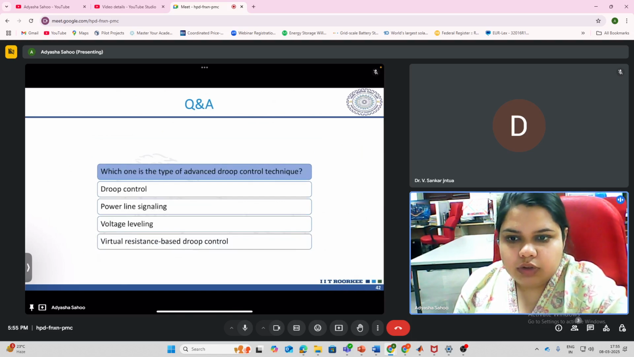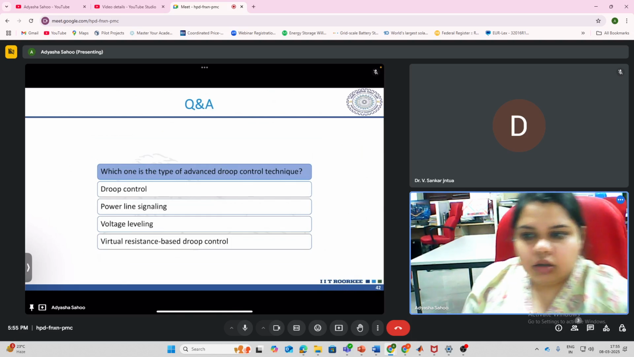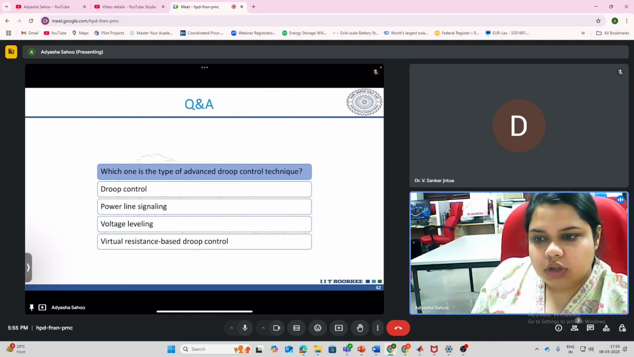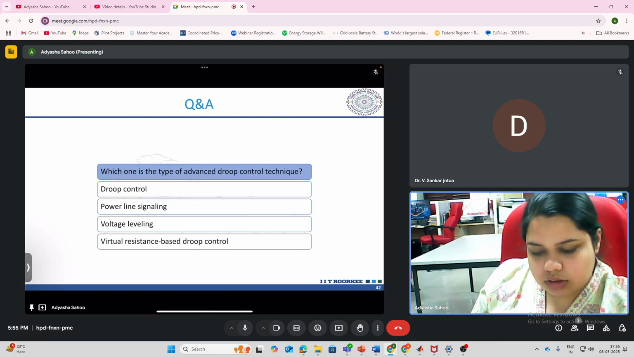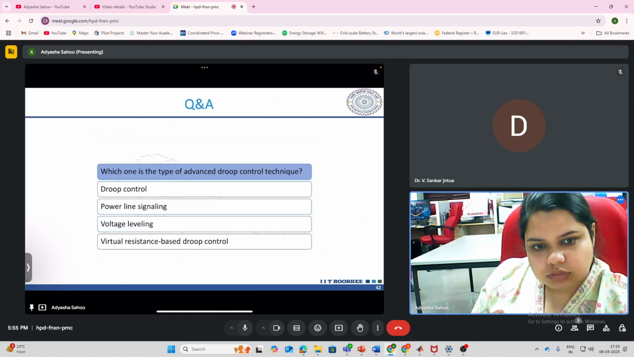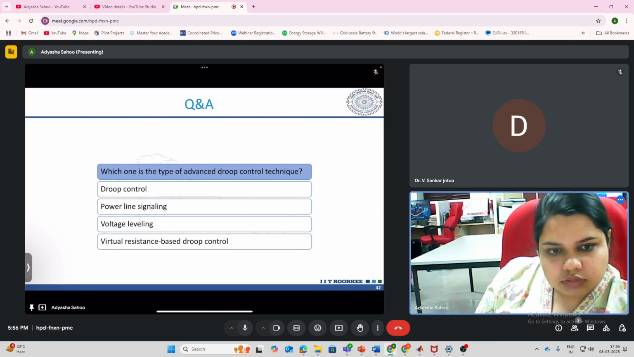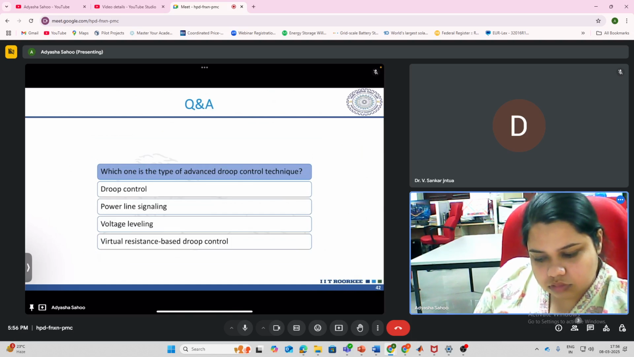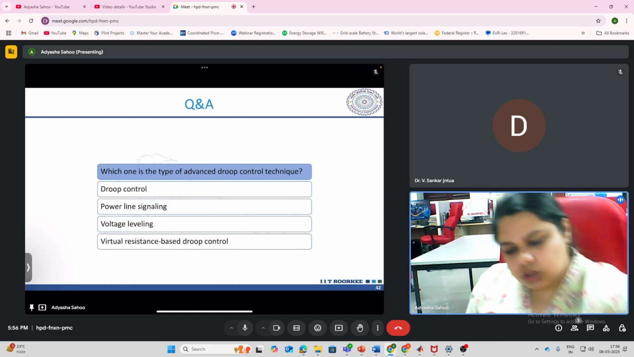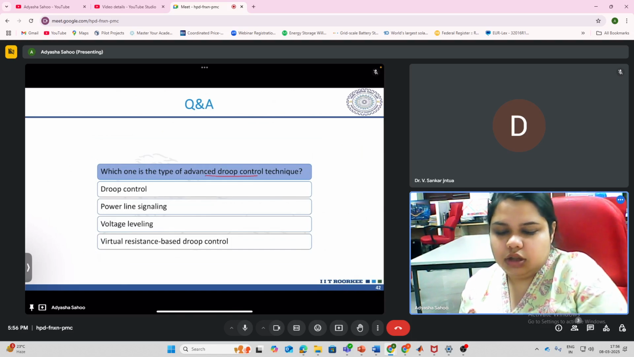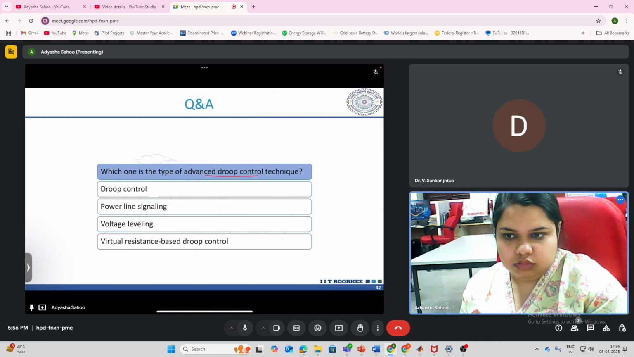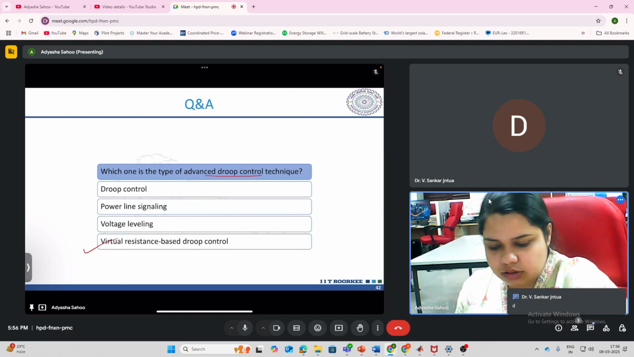Which one is the type of advanced droop control technique? Power line signaling, voltage leveling, droop control, virtual resistance based droop control. It is asking for a type of droop control technique. Yes, it is virtual resistance based droop control.